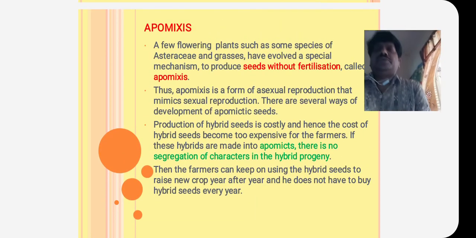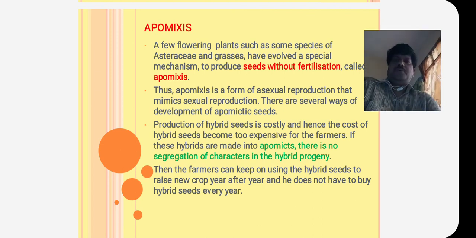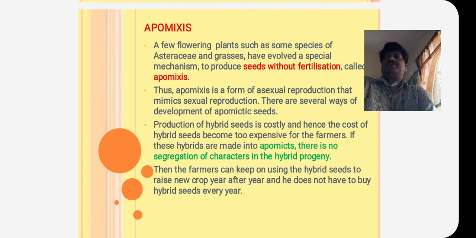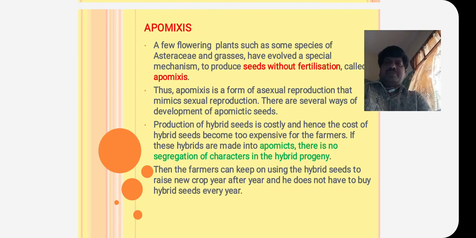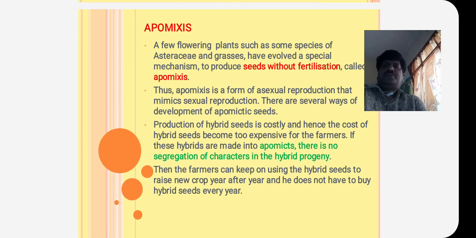Then come to another phenomenon where there is formation of seeds from the ovule without fertilization. Such a phenomenon is generally called apomixis. So this apomixis we can find in the case of Asteraceae, in the case of grasses. So apomixis is a form of asexual reproduction because it mimics sexual reproduction. There are several ways of development of apomictic seeds.